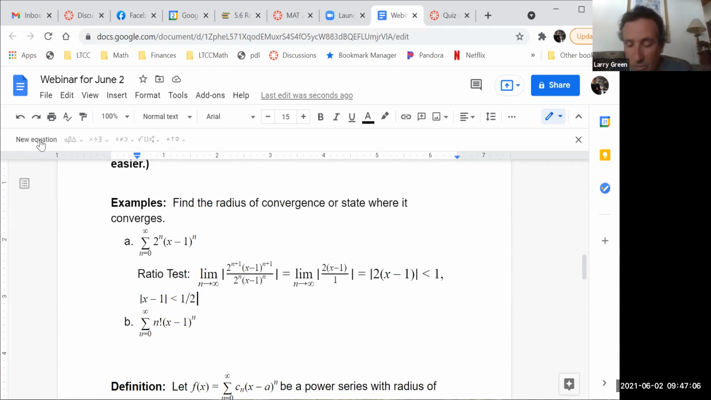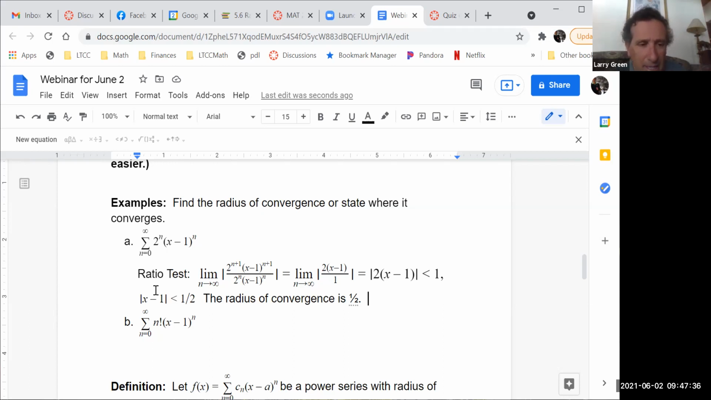So our radius of convergence is 1/2. Any questions at all on the radius of convergence? And it's centered at 1. Any questions?